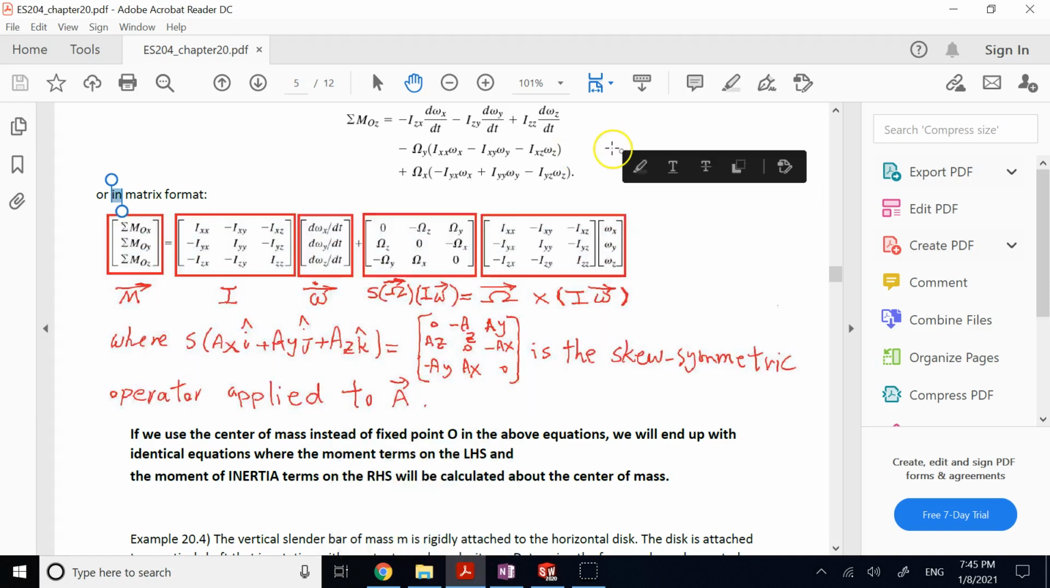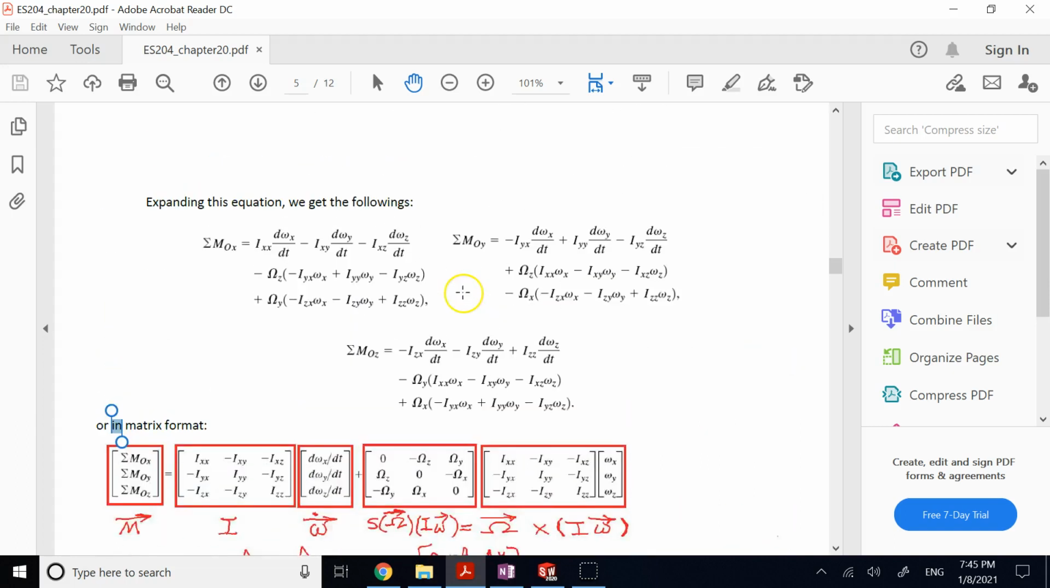And if you expand the rotation equations, your equations are not going to be super simple looking. For example, the x equation is going to have 9 components: Ixx omega x dot minus Ixy omega y dot minus Ixz omega z dot plus cap omega z times this component here, which is hy, plus cap omega y times this component, which is hz. And the same for MOY and MOZ. So each equation on the right hand side will have 9 terms.